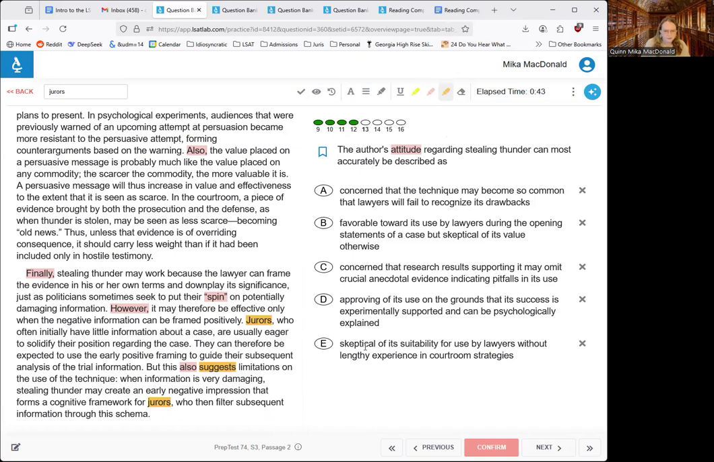So, first, skeptical. Our author doesn't seem skeptical of anything. They seem thoughtful and doing the research, but skeptical implies a level of negativity that's absent here. I like D though, approving of its use on the grounds that its success is experimentally supported and can be psychologically explained. That feels good. Concerned that research may omit, no. Favorable towards its use, that sounds good. But the back end of answer choice B feels nonsensical, during the open-end statements, but skeptical otherwise. I'm not getting that vibe here.